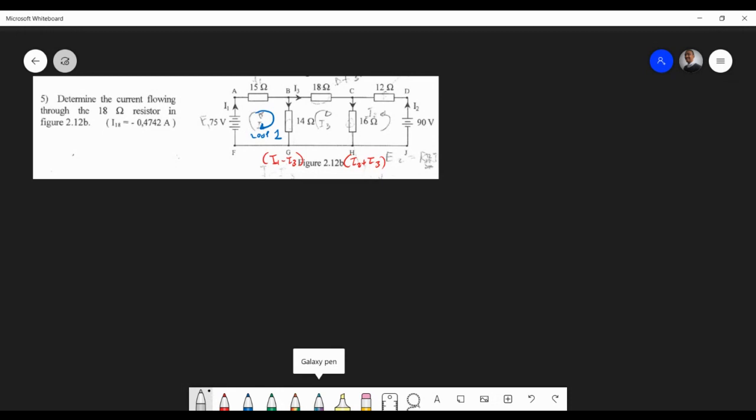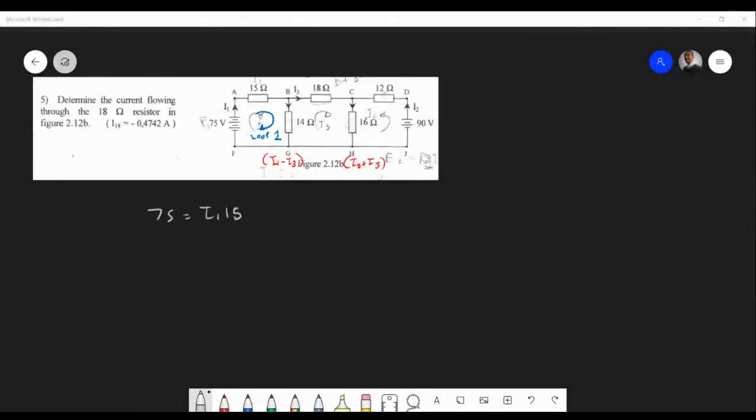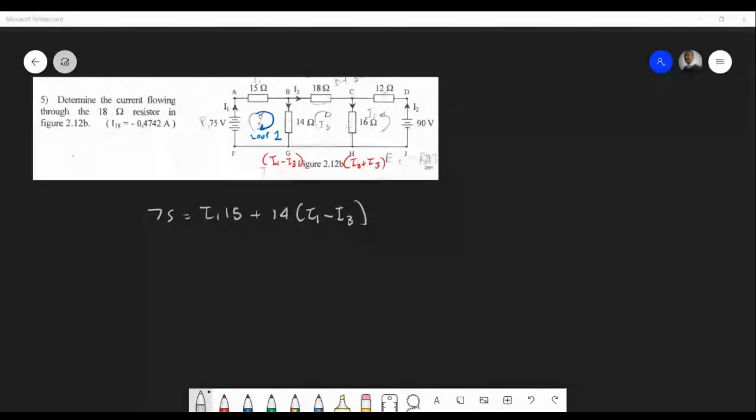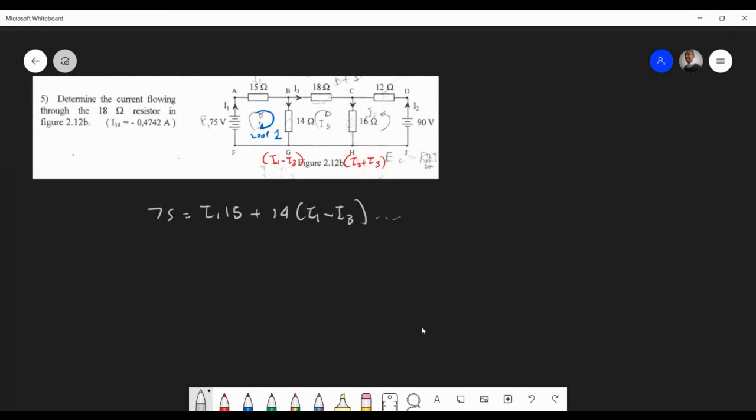So I want you guys to talk me through this loop. I'm going to start with the 75. That equals... talk to me. 15 times I1, plus... yes, minus 14 times I3. It's the same direction, positive. So it's I1 minus 14 times I3, equal to 75. Is that correct? Yes, sir. 75 is already there. Right. So loop 1.